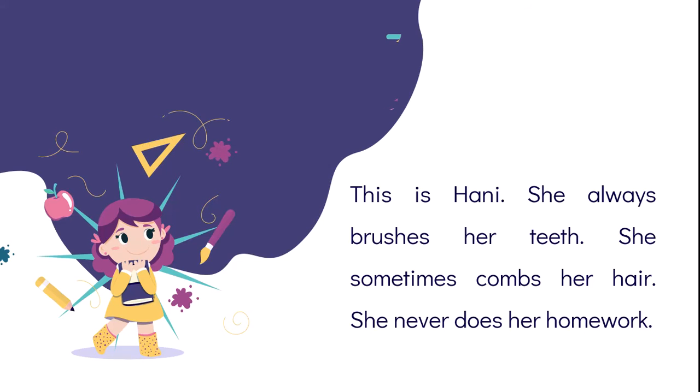Alright, next text. Okay, this is Honey. She always brushes her teeth. She sometimes combs her hair. She never does her homework. Okay, so do you see any words which are always, sometimes, or never from this text? Yes, they are. We have always, sometimes, and never. Alright, Honey always brushes her teeth. Honey sometimes combs her hair. Honey never does her homework.